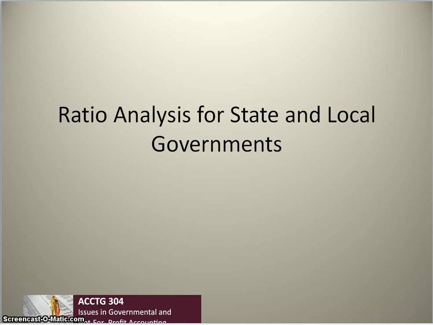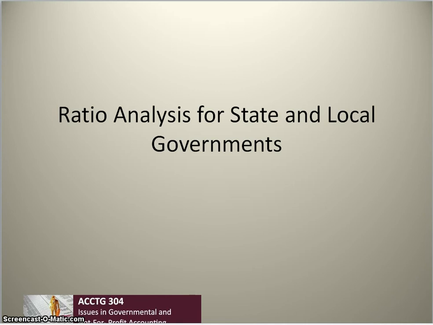This PowerPoint provides an overview of the use of ratios to conduct a financial condition analysis or financial analysis of a state or local government. Our focus here will be on the analysis of the governmental activities and the governmental funds rather than on the enterprises.